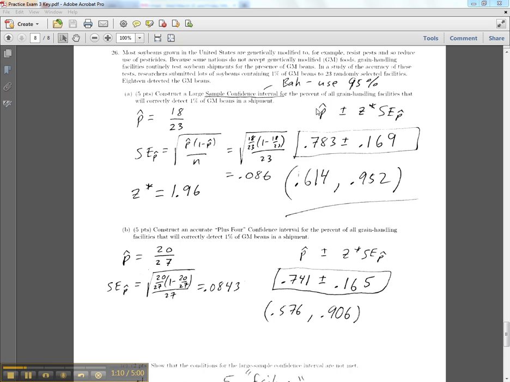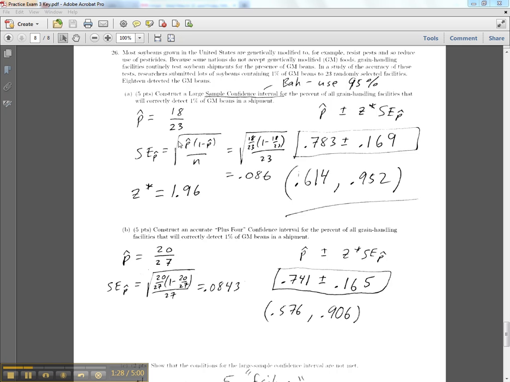What you are given is a proportion, and the proportion is right here. They send the 1% of genetically modified beans to 23 facilities, and 18 of the 23 were detected. So that's your p hat. 18 detected out of 23.